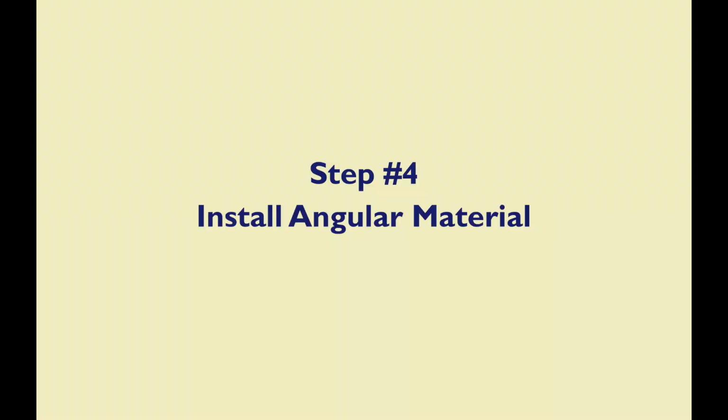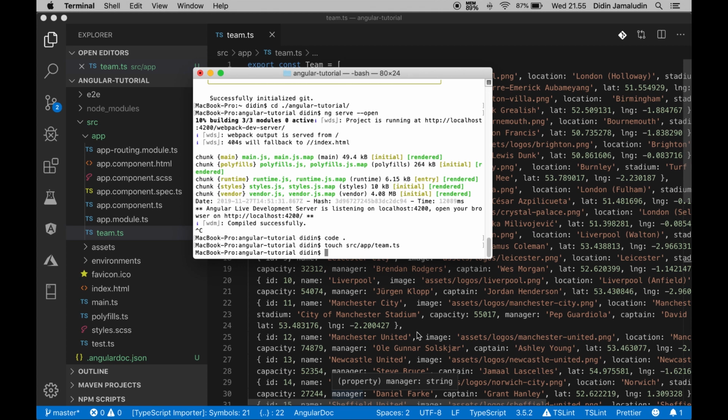Step number 4. Install Angular Material. For the user interface or user experience, we will use Angular 8 Material and CDK. There's a CLI for generating material components like a table as a component, but we will create or add the table component from scratch to the existing components. Type this command to install Angular 8 Material.